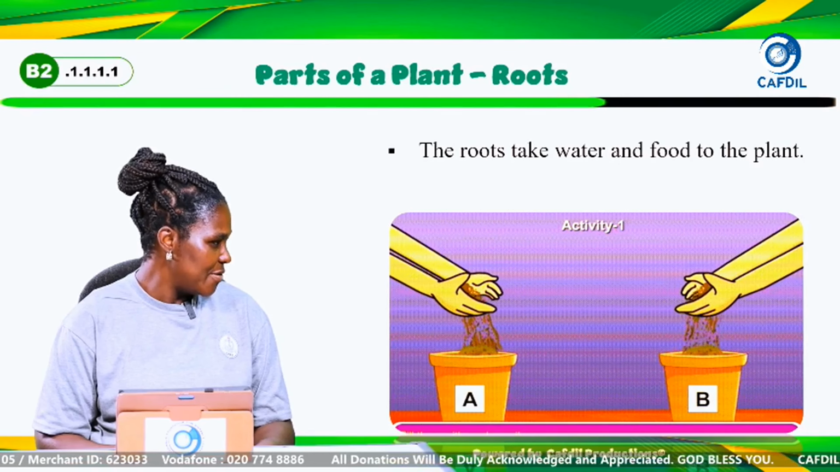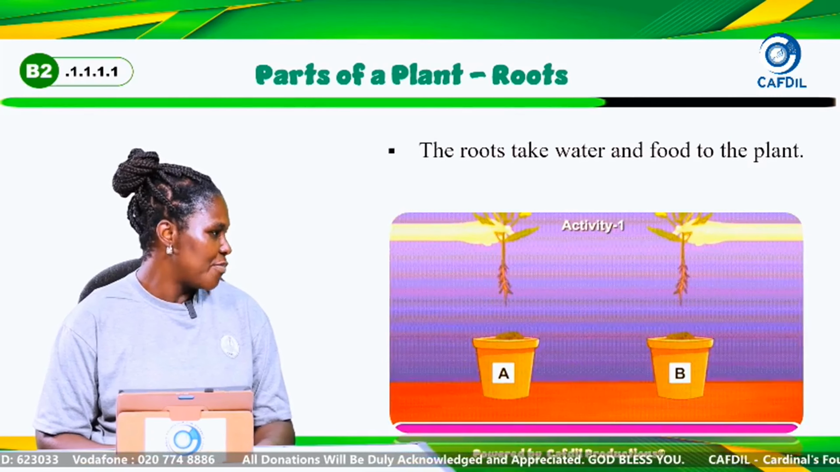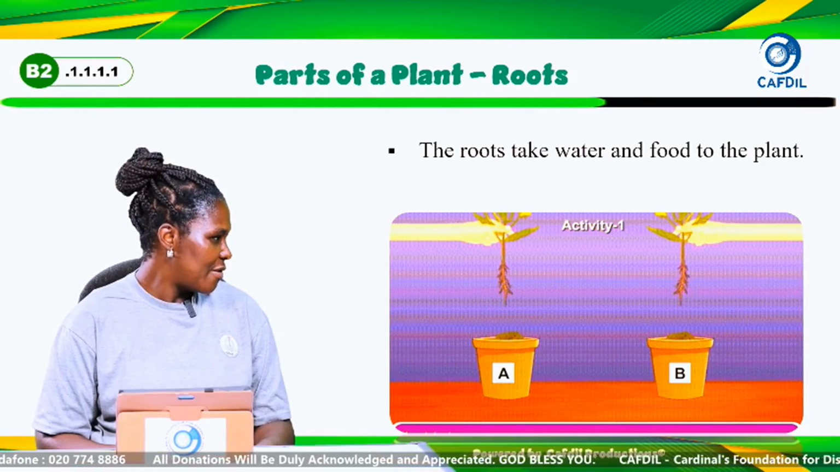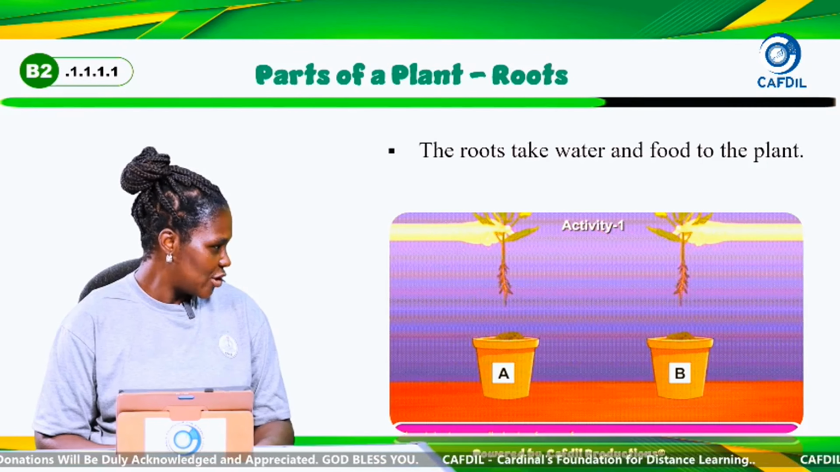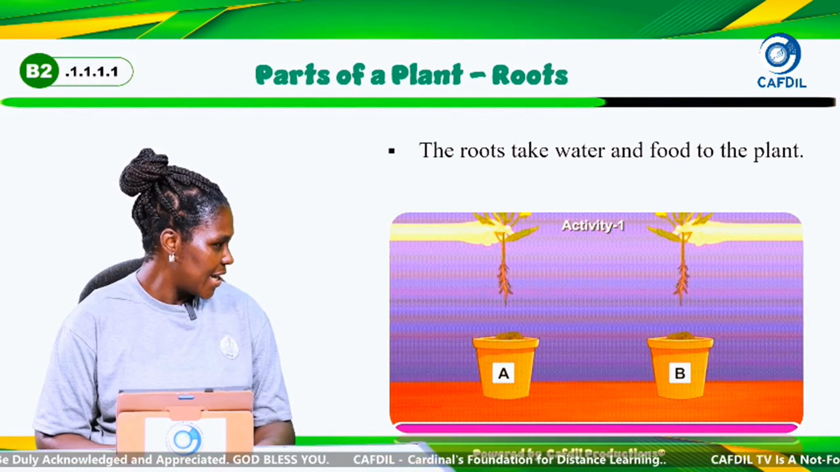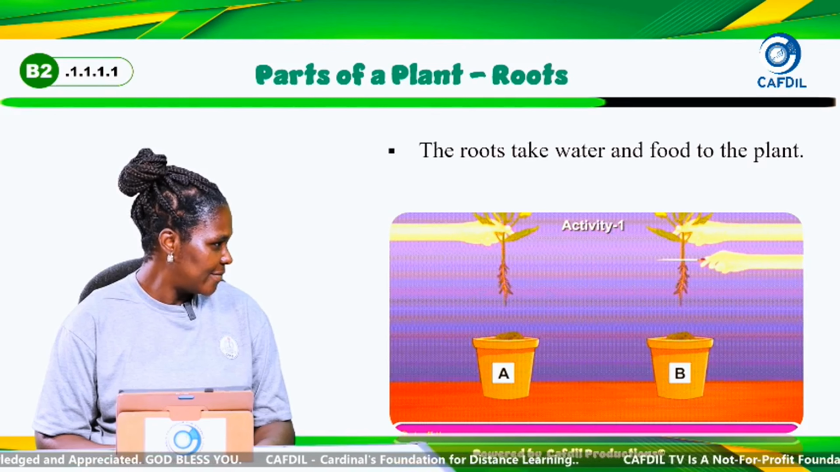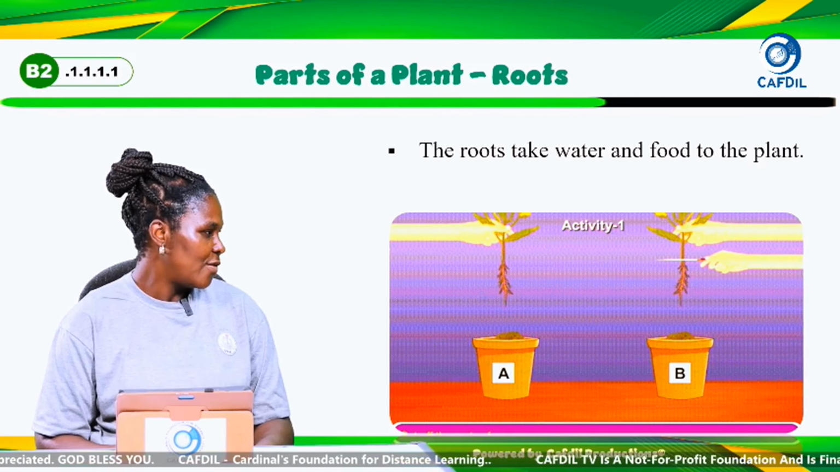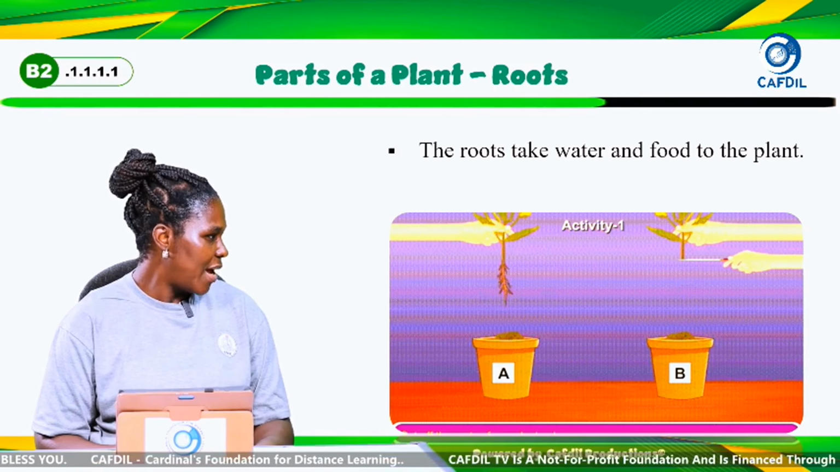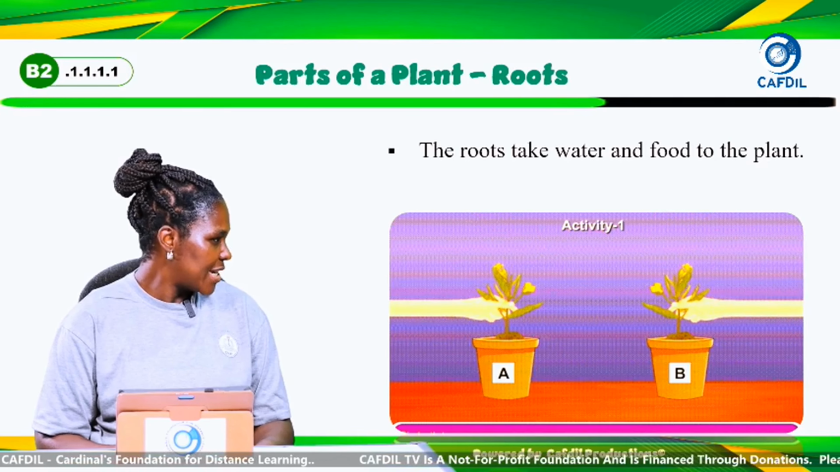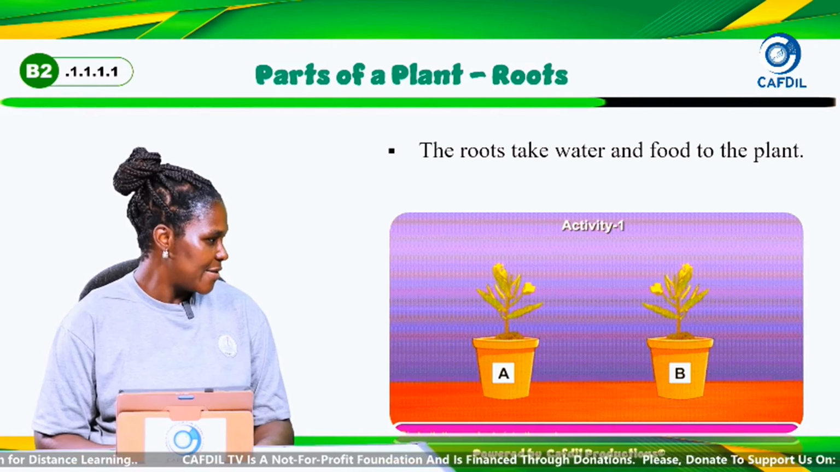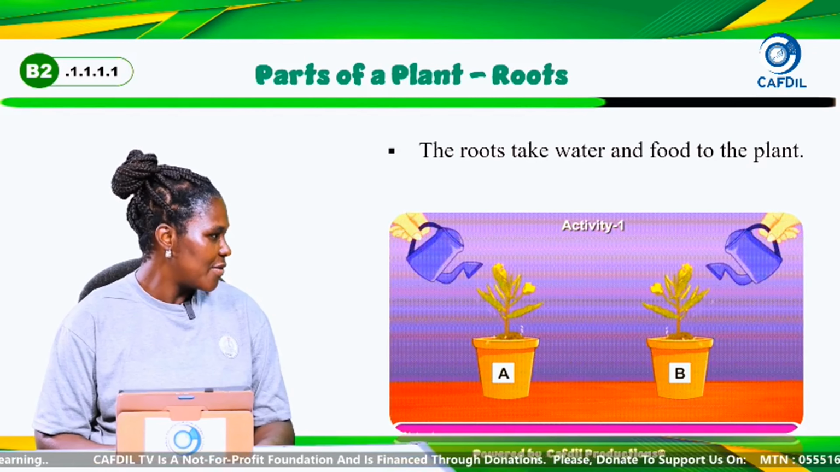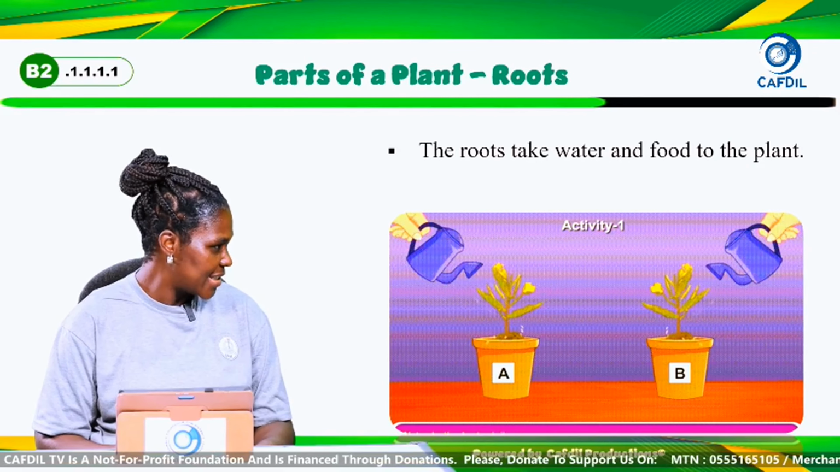A and B. We have pot A and pot B. Now we are putting the plant in it, in the soil. Yes, we will cut one of the roots. We have two plants, potted plant A and B. Now we have cut one, the B one, we have cut it and we have watered it. So look at it, what will happen?